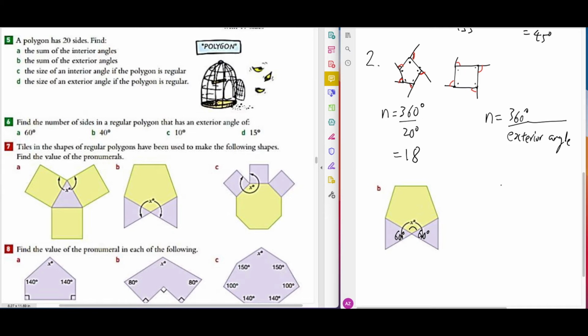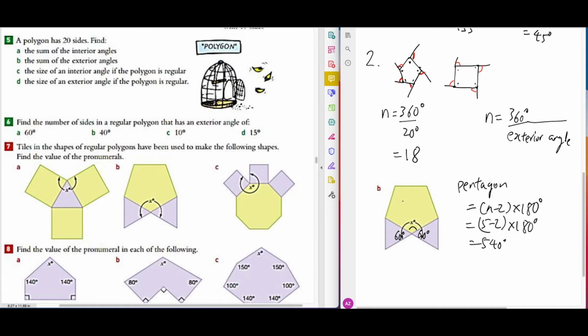So what we can do is, we can first of all work out how many degrees are inside a pentagon. Pentagon, how many degrees in total? So, that's equal to what? N minus 2 times 180 degrees, right? That's how many degrees in total. Well, a pentagon has 5 sides, so 5 take away 2 times 180 degrees. That's equal to 540 degrees.